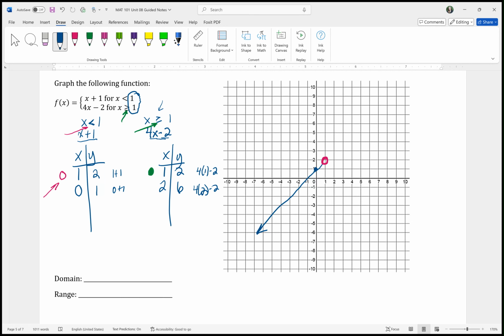Next, we're doing 1, 2. Oh, 1, 2. Wait a minute, this is the same point. That means that it is going to fill in the open circle there. So the hole that's there, we're now filling it in. And then we're doing 2, 6. So 2, 6 is up here. And that's going to go this way.